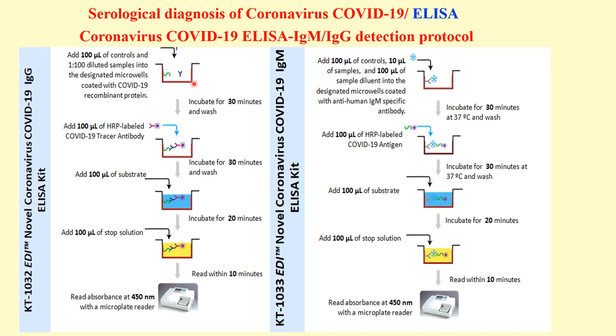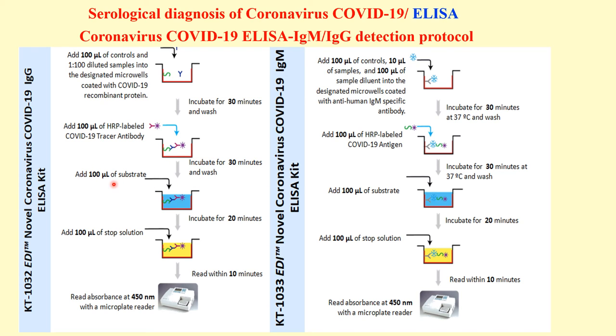So here we have the microtiter well of the ELISA, and to this microtiter well you add 100 microliter of the control and 1/200 diluted clinical sample. Now this well is coated, as you buy it, with COVID-19 recombinant protein. Then you incubate for 30 minutes and then you wash. After that, you add 100 microliter of horseradish peroxidase labeled COVID-19 tracer antibody. Then you incubate again for 30 minutes and then you wash.